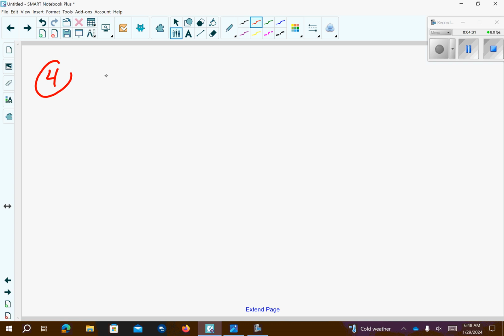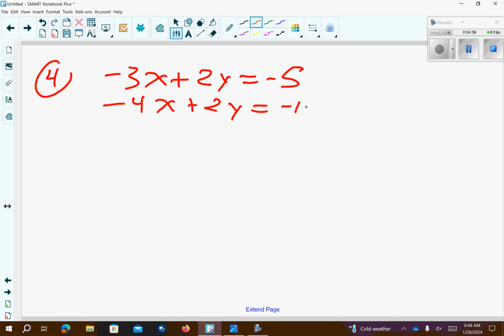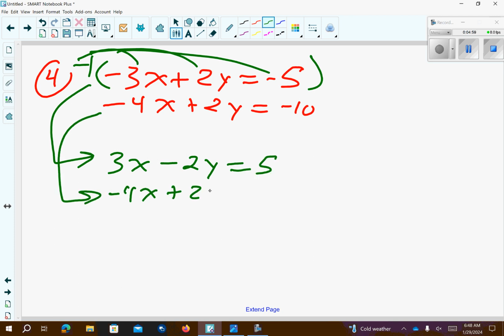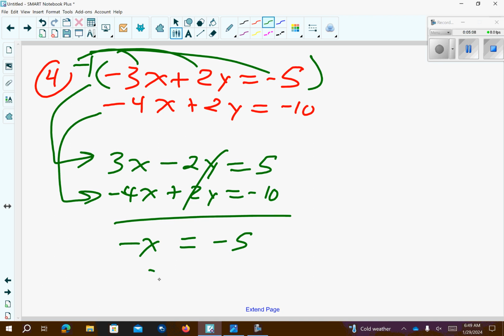Number 4, we have negative 3x plus 2y is equal to negative 5, and negative 4x plus 2y is equal to negative 10. I can't add these together right now because nothing's going to cancel out, so I'm going to take the whole top and multiply it by negative 1. That gives me 3x minus 2y equals 5, and then bring this down here. Now if I add these together, I get negative x, my y's cancel out, equals negative 5. Multiply both sides by negative 1, so my x value is 5.